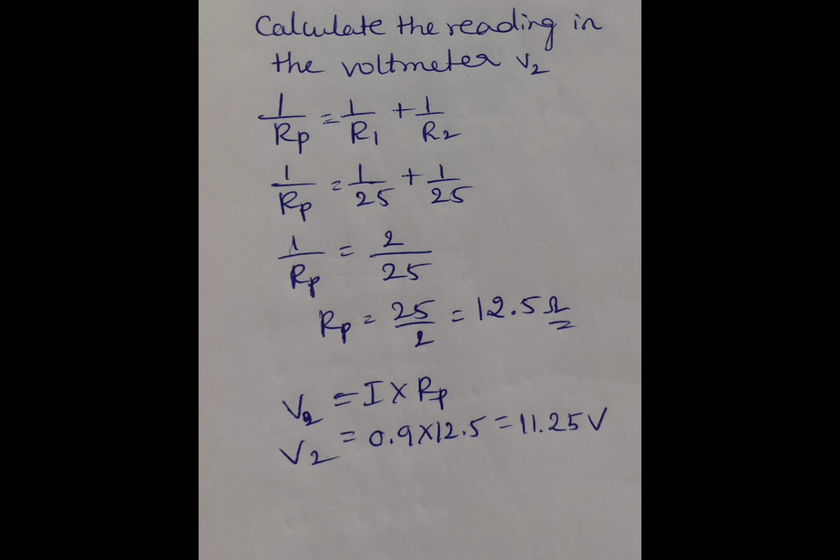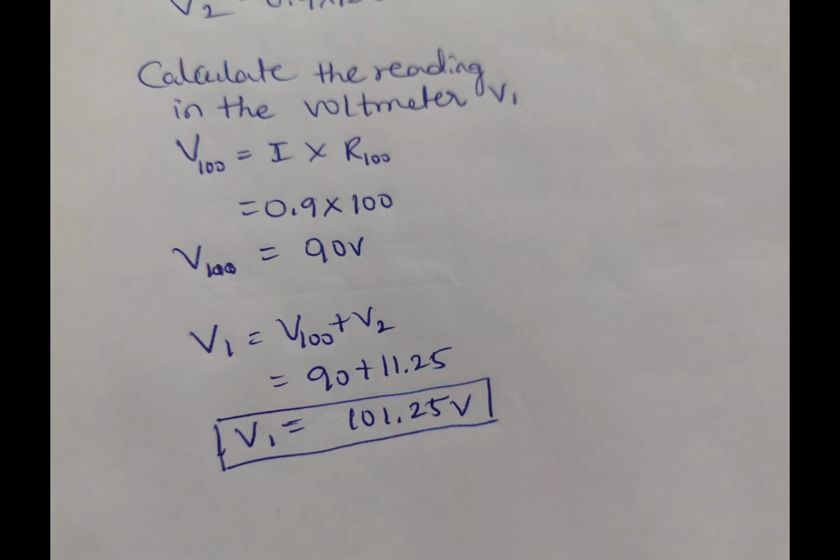By using this resistance value, we already got current value, right? So by using these two values, we can find out voltage of voltmeter, reading of voltmeter V2. V2 is equal to I into Rp. So I value is 0.9, R value is 12.5. If you calculate this one, 0.9 into 12.5 gives 11.25 volt. The reading of voltmeter V2 is 11.25 volt.